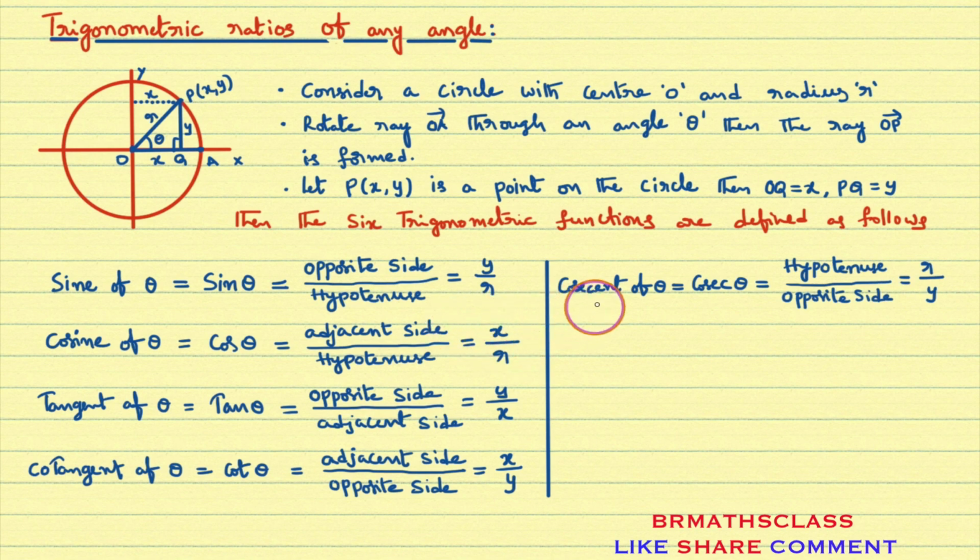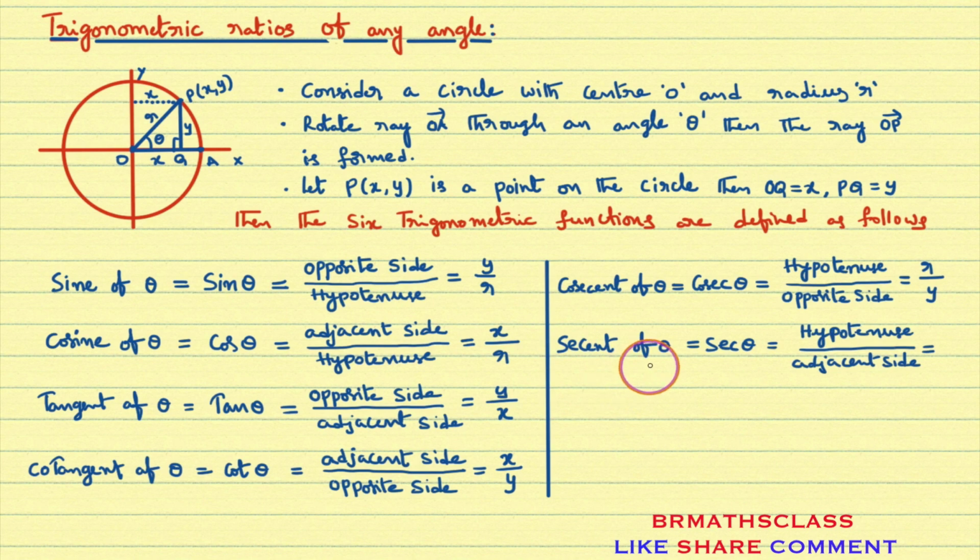Now, the last trigonometric function, secant of an angle theta. Secant of an angle theta is denoted by sec theta, and sec theta is defined as hypotenuse divided by adjacent side. You observe the diagram. What is the hypotenuse? Hypotenuse is r. What is the adjacent side? Adjacent side is x. So, the 6 trigonometric functions are defined like this. It is important to remember all these definitions. These definitions will be very useful in the coming results.